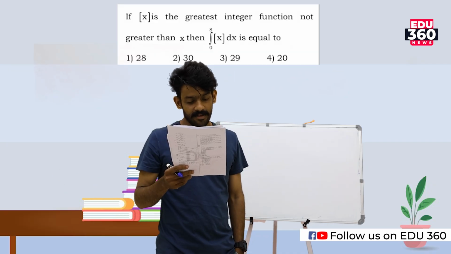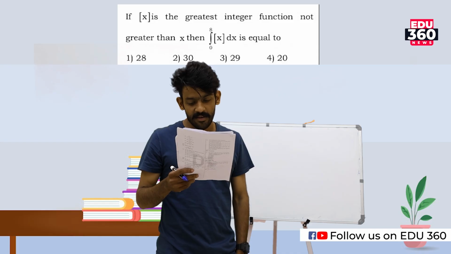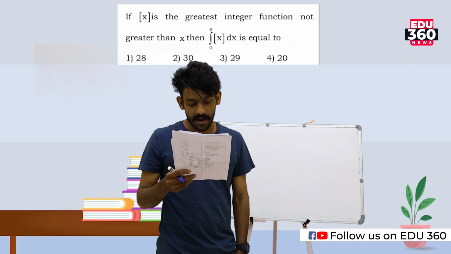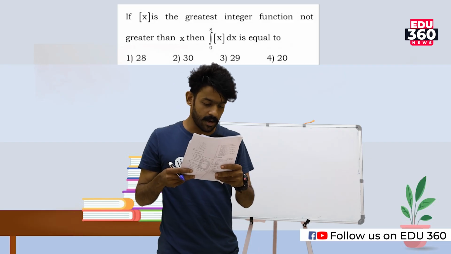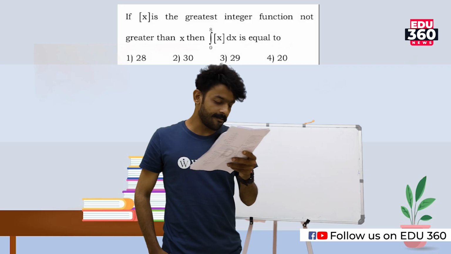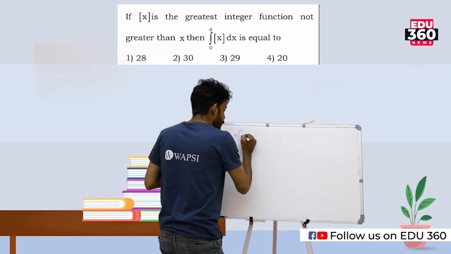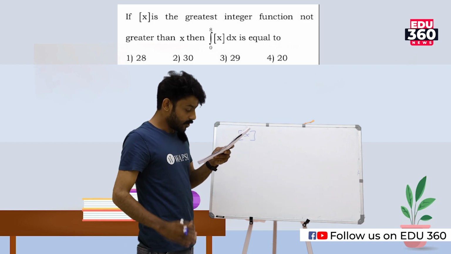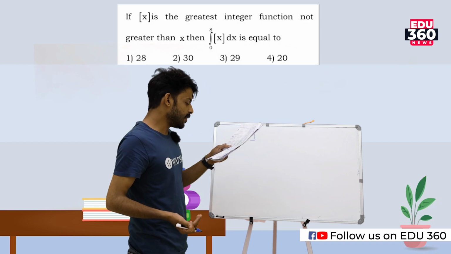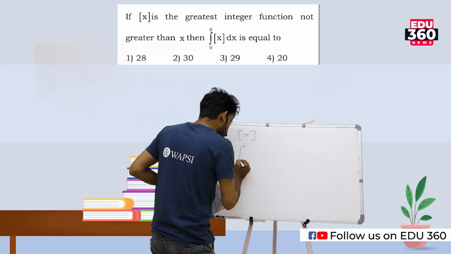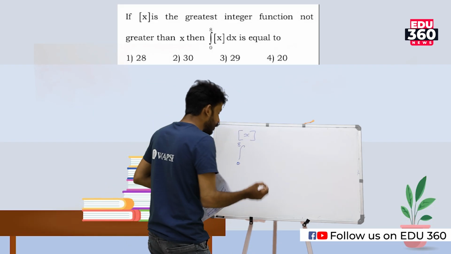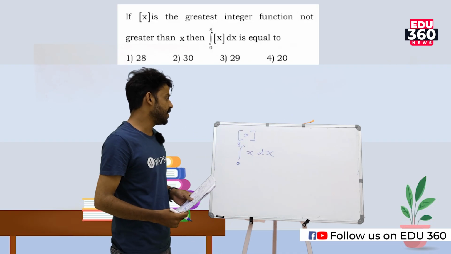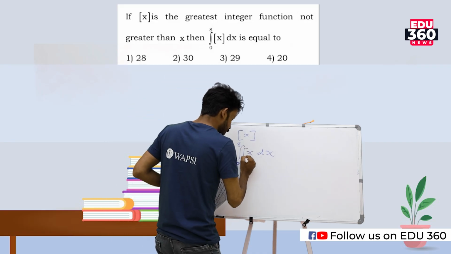So the question is that if [x] is the greatest integer function not greater than x, then the integral from 0 to 8 of [x] dx is equal to. It's given that [x] is the greatest integer function not greater than x, and we need to find the integral from 0 to 8 of [x] dx.